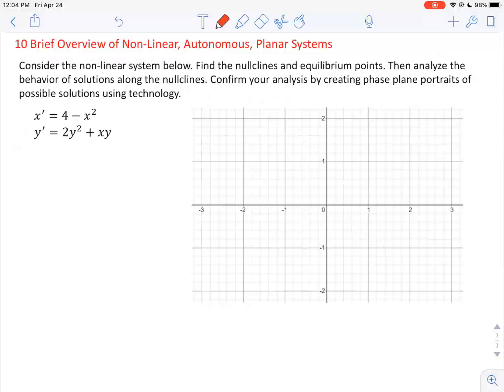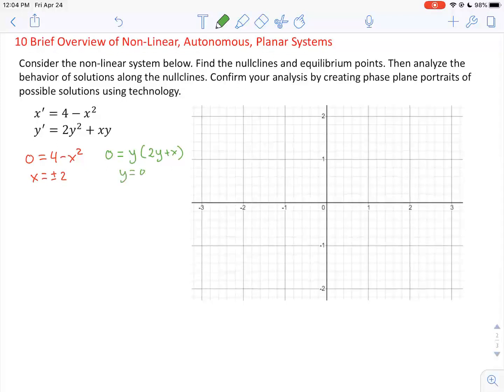Okay, in this example right here, let's find the x nullclines first. So we set x prime equal to 0 and solve. I get two answers to this, x equals plus or minus 2. And now let's do the y nullclines. Set y prime equal to 0. And do some factoring. I can factor out a y, so let me write this in factored form. And that leaves a 2y plus x. So this gives us y equals 0. And the other one doesn't give us a vertical or horizontal line, but it gives us a relationship. Set that equal to 0 and solve for y, you get y equals negative x halves.